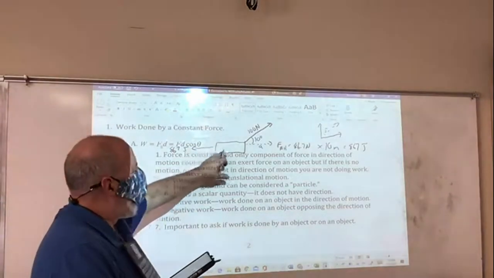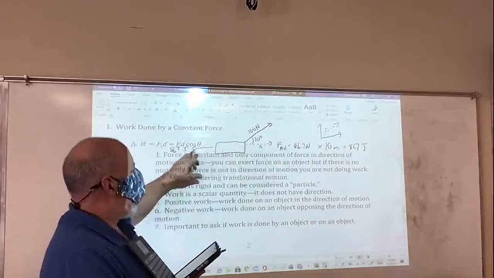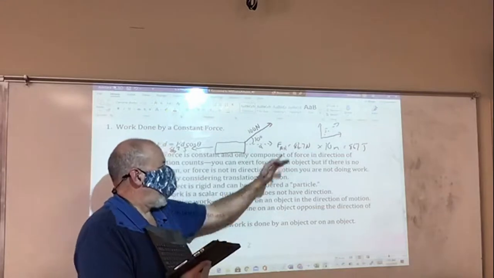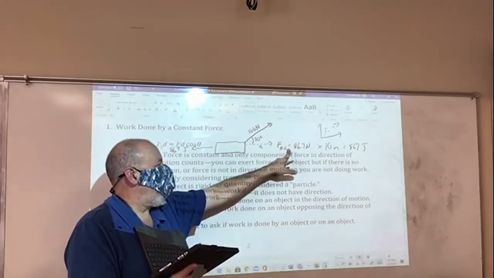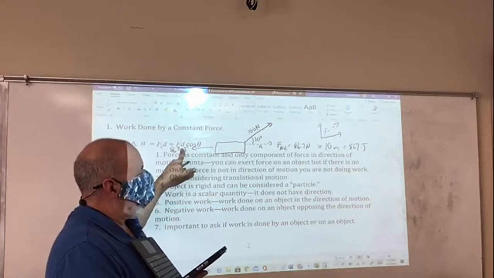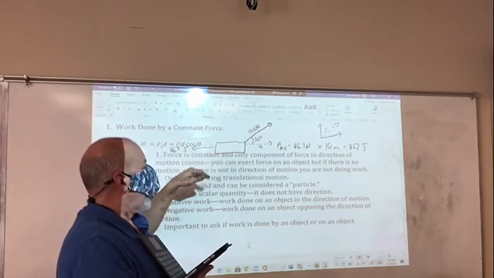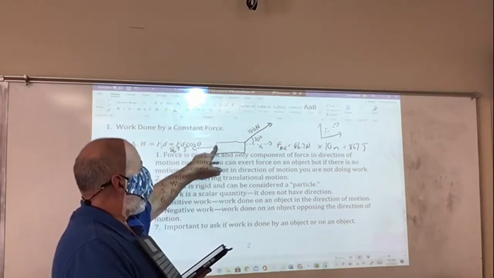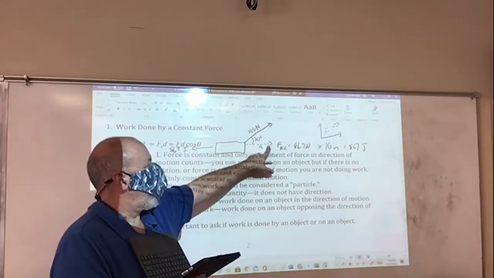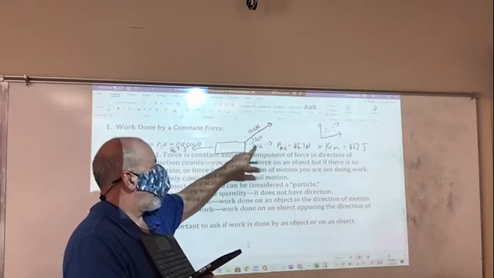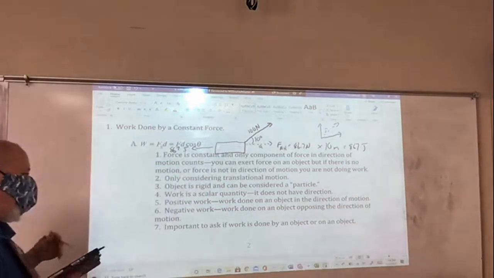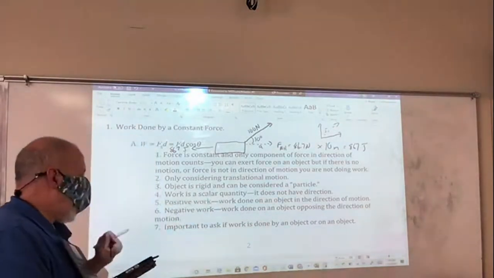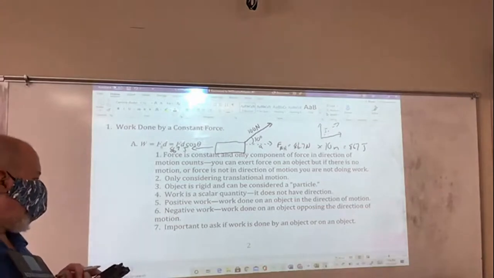But I can say that there is work being applied to the object in the opposite direction of its motion. So if I am doing work on an object and friction is doing work on the object in the opposite direction, even though it's not really the same thing as vector addition, we're saying that I've got one component of work in a positive direction and one in a negative direction. And we'll see how that works. Positive work is done on an object in the direction of motion. Negative work is done on an object opposing the direction of motion.